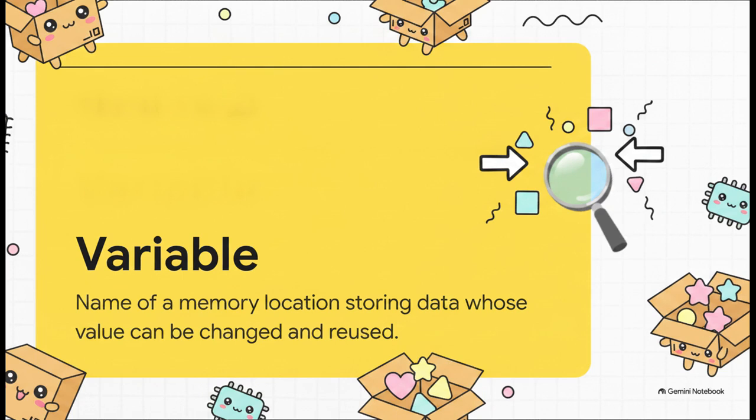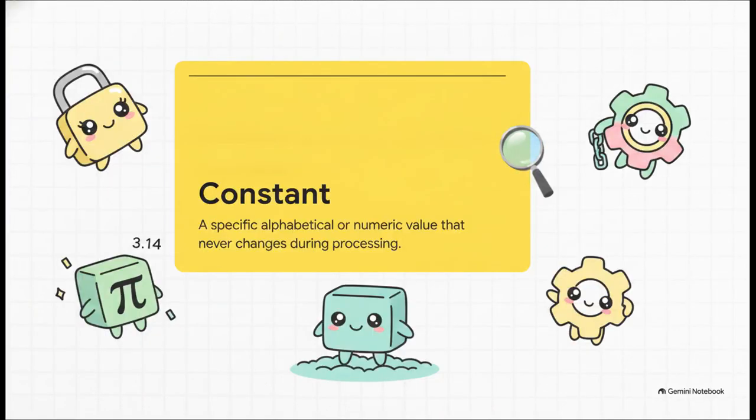But here is the absolutely crucial thing to remember. Each box holds only one value at a time. If you pop a new value into that variable box, the old value is completely destroyed, gone. Now contrast that temporary box with a constant.